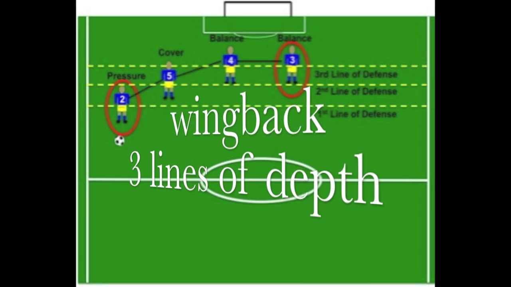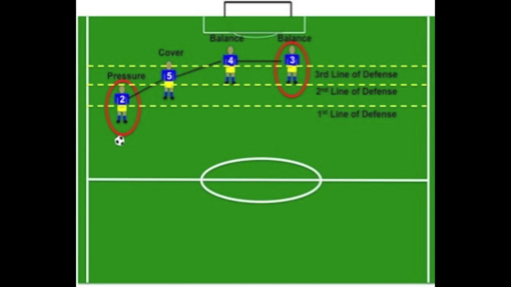In this slide, you'll see what 3 lines of depth look like. You have the right wing back number 2 as the pressure, the center backs as cover number 5, and the other center back as balance number 4, along with the left wing back number 3 is the third line of balance as well. So that's 3 lines of depth. The only thing you have to be concerned about here is that behind the number 2 and the number 5 is some space for attackers to exploit and still be onside. The more lines of depth that you have, the more areas for attackers to sneak in and still be onside. However, against a very fast team, sometimes to have more lines of depth is better than to be too flat for sure.